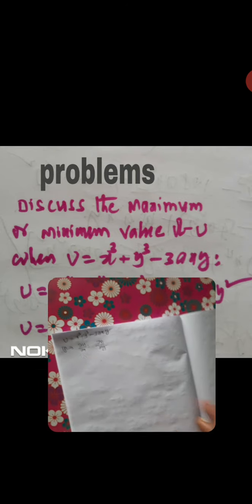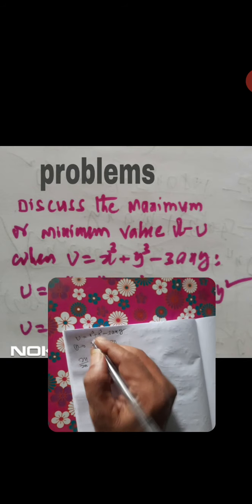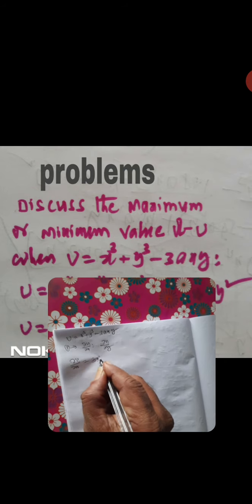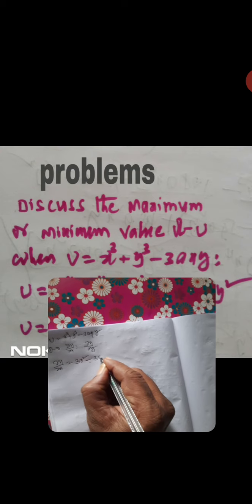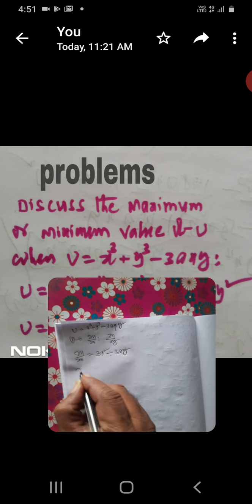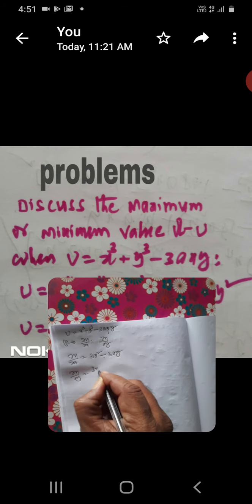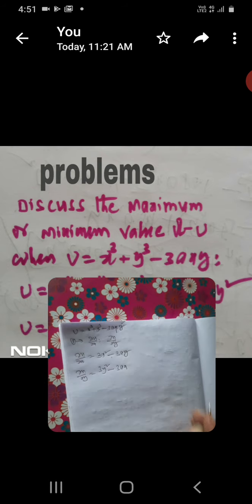∂u/∂x is the partial derivative with respect to x. x cube gives 3x square. y cube gives 0. Now minus 3axy: the derivative with respect to x gives minus 3ay. This is ∂u/∂x. Next, ∂u/∂y equals 3y square minus 3ax, because the derivative of y is 1.